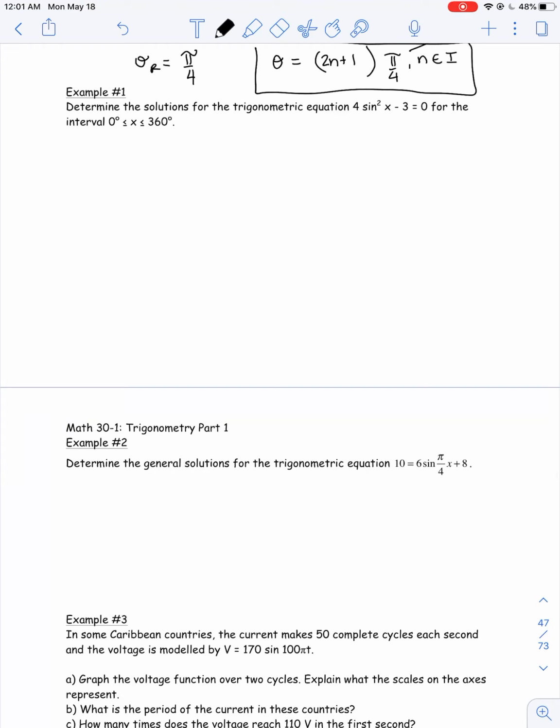Example number 1, they're asking us to work in degree mode. So we need to solve for sine x first. We're going to move the 3 over to the other side, so that's going to be equal to 3, and then divide by 4 on both sides. Then we need to square root both sides, so that gives us positive, negative, square root of 3 over the square root of 4, which is 2.